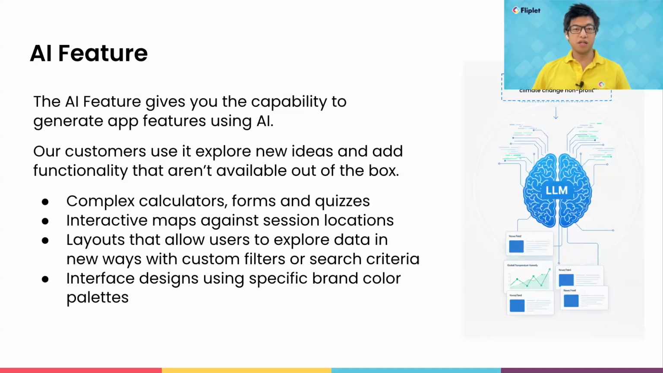The AI feature gives you the capability to generate app features using AI. Our customers are using it to explore new ideas and add new functionalities that aren't available out of the box. This can include complex interactive features such as calculators, forms, quizzes, and we've seen some of our customers create interactive maps that are mapped against their session locations in their agenda. It helps them create layouts that allow them to create and explore data in new ways that use custom filters and specific search criteria that only apply to them. And it also allows them to create interface designs using very specific brand color palettes as well.